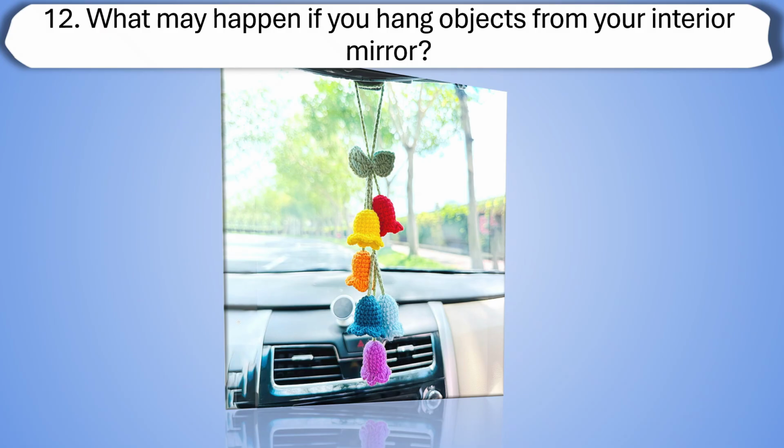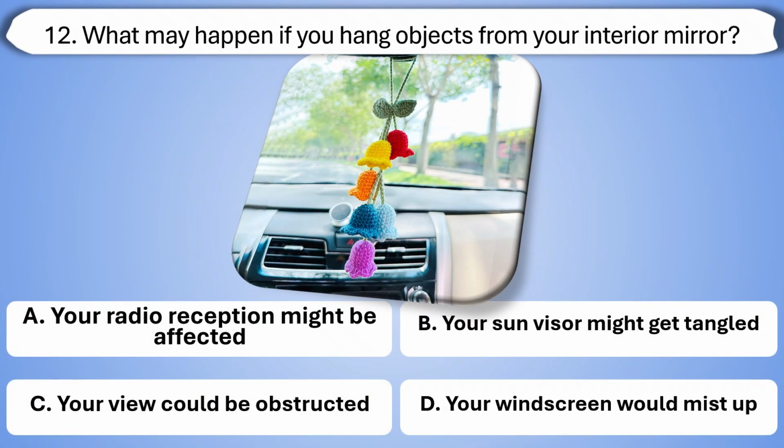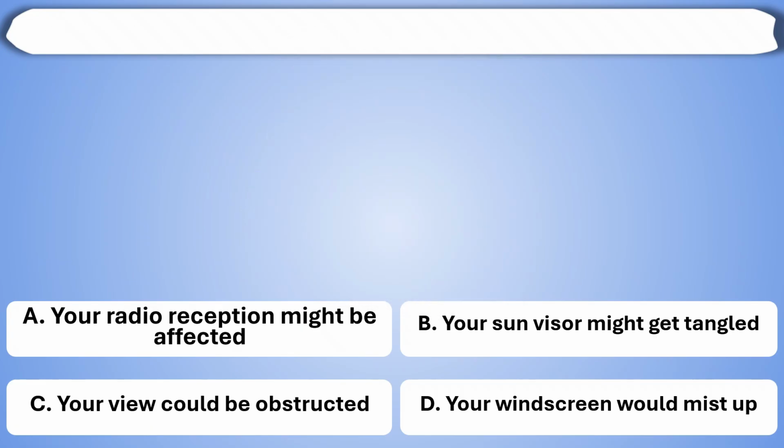12. What may happen if you hang objects from your interior mirror? A. Your radio reception might be affected. B. Your sun visor might get tangled. C. Your view could be obstructed. Or D. Your windscreen would mist up. The correct answer is C. Your view could be obstructed.